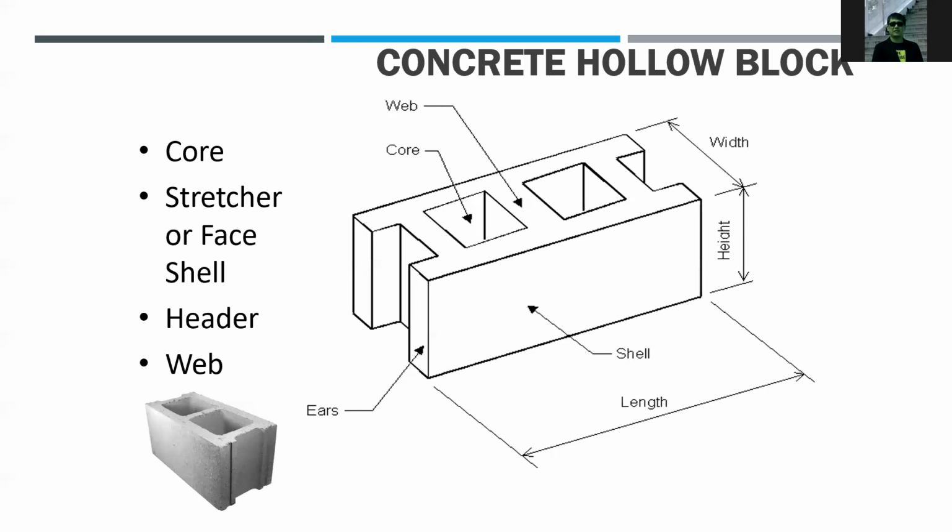Okay, so the hollow block has dimensions measured by width, height, and length. The width of the hollow block is measured on top of the block, the height is measured on the surface of the shell, and the length is measured along the length of the shell.